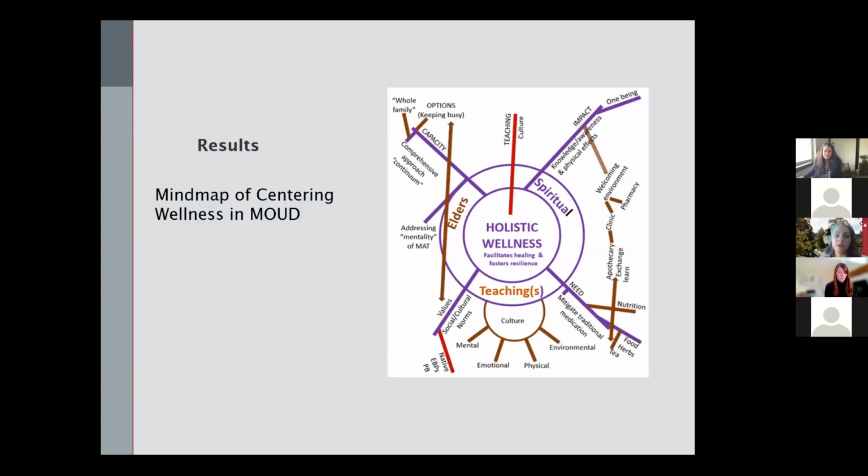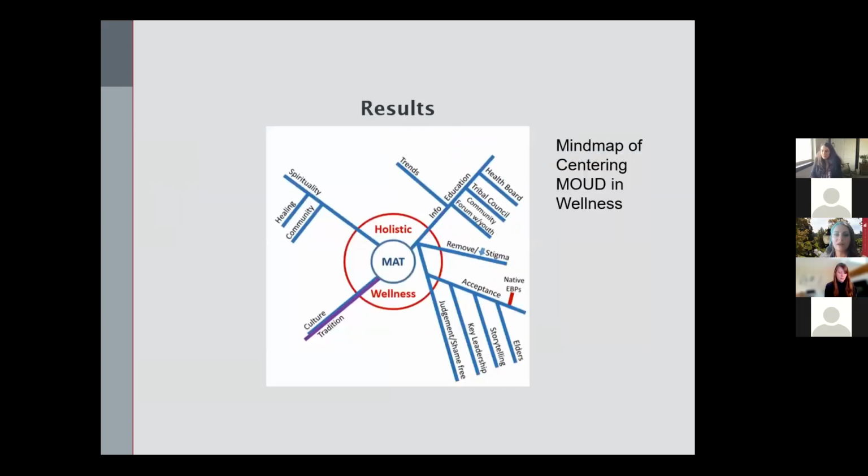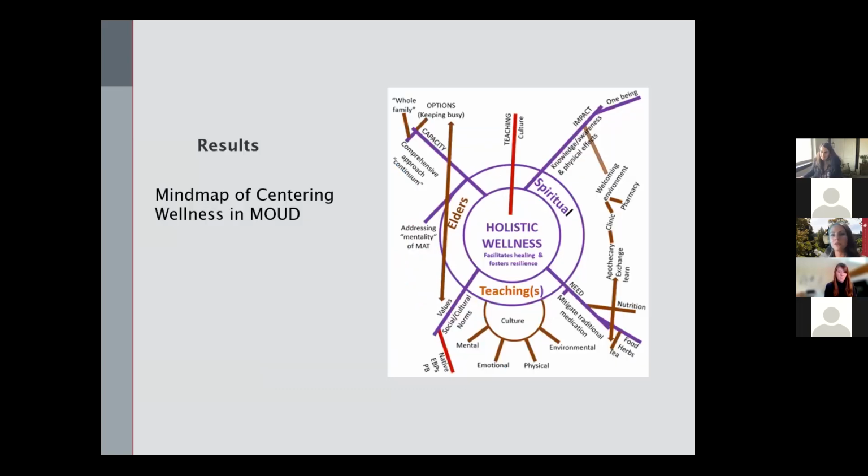So this mind map is when we're centering the holistic wellness, versus this map, which was when we're centering MAT. And just a note that at that time we were using more of the MAT language. Now we're using more of the medication for opioid use disorder language. So with the holistic wellness, we see that there's much more around the different themes and sub-themes.